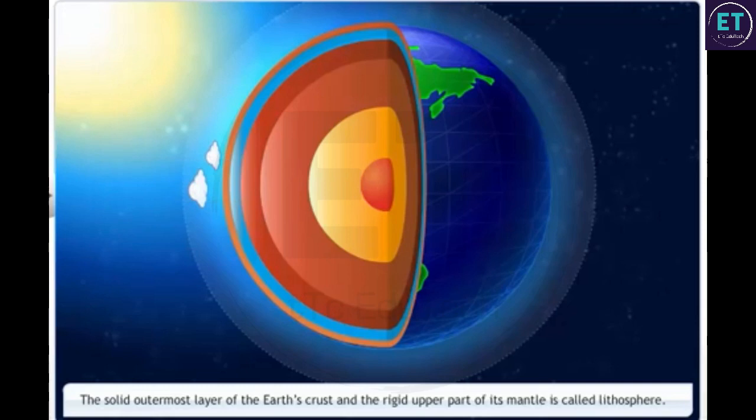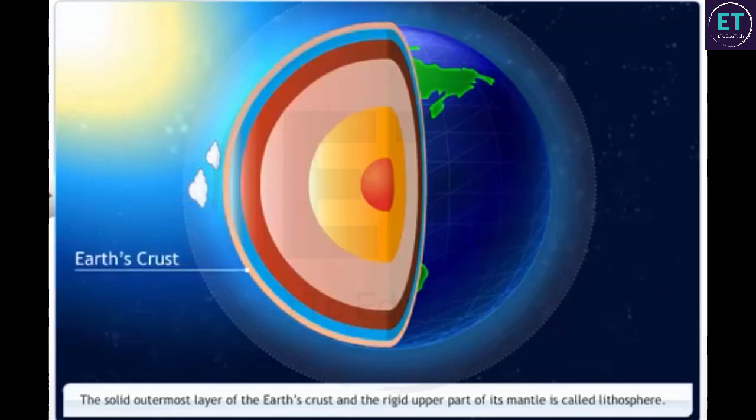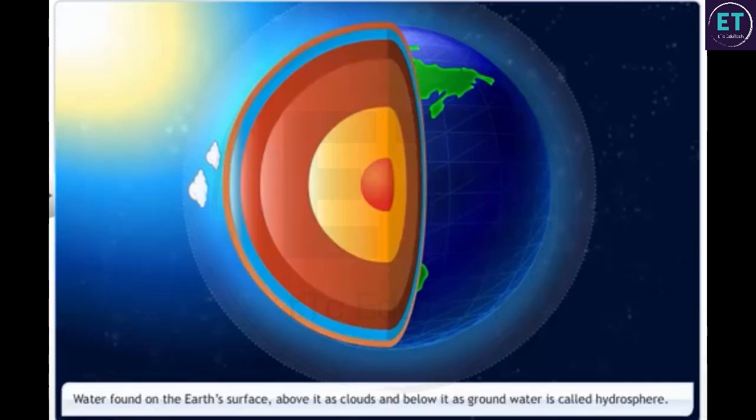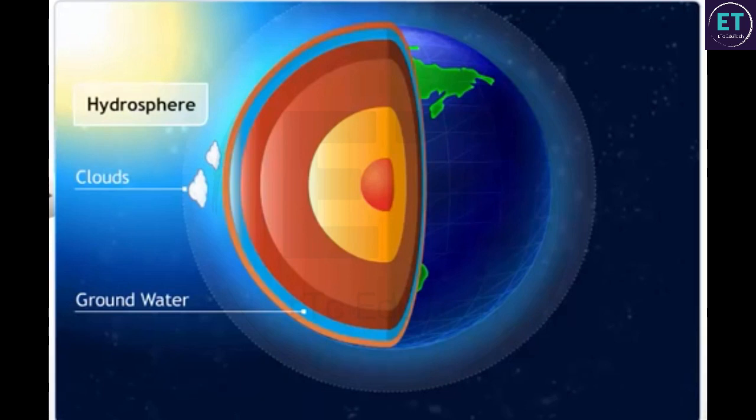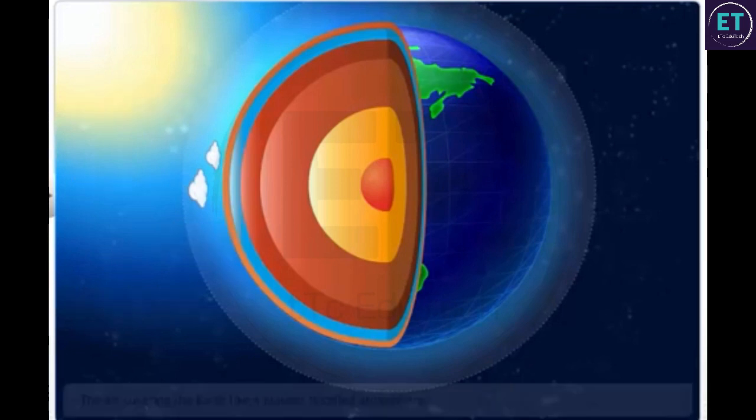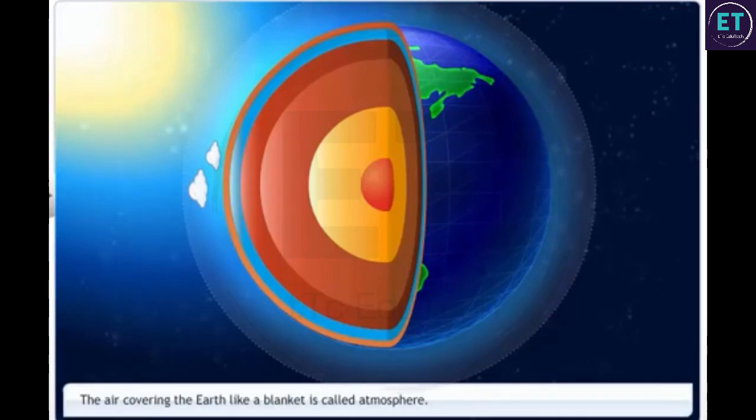The solid outermost layer of the Earth's crust and the rigid upper part of its mantle is called lithosphere. The water that is found on the Earth's surface, above it as clouds, and below it as groundwater, is called hydrosphere. It constitutes 75% of the Earth's surface. The air that covers Earth like a blanket is called the atmosphere.